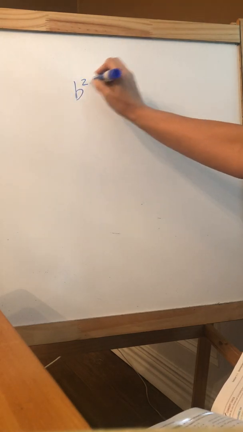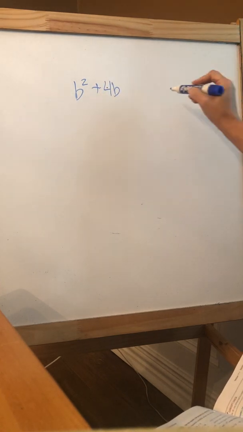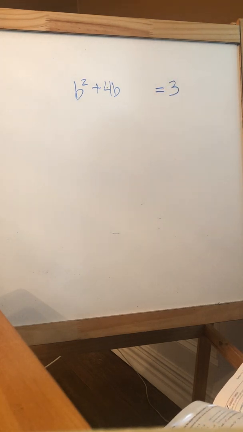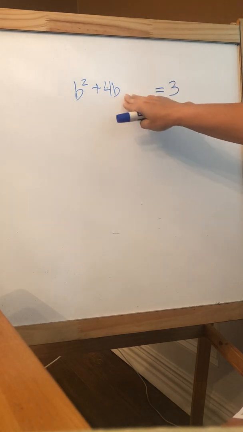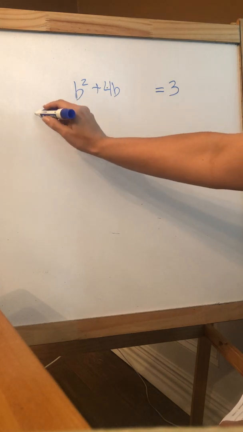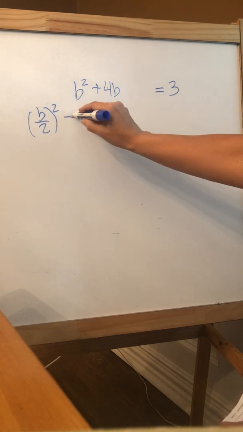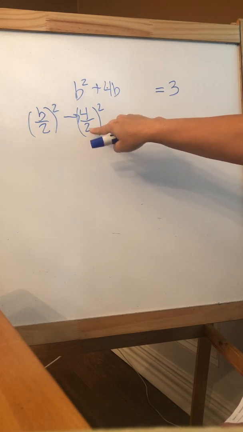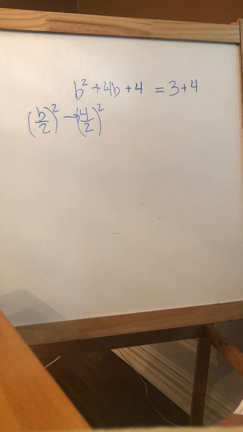Okay, practice 5 says solve b squared plus 4b equals 3. I'm going to go ahead and scoot over so I don't have to rewrite this problem because it says solve by completing the square. So what we're going to do is find our new c value, what goes here, and to do that we're going to say b divided by 2 squared. That is our 4 divided by 2 squared. So 4 divided by 2 is 2. 2 squared is 4. So we're going to add 4 here and over here.